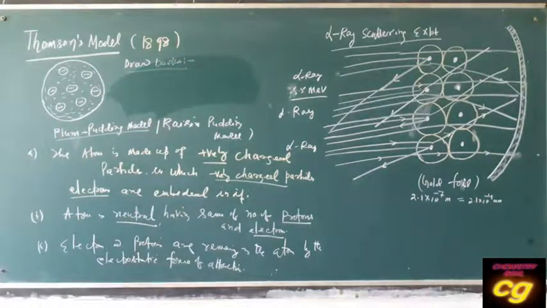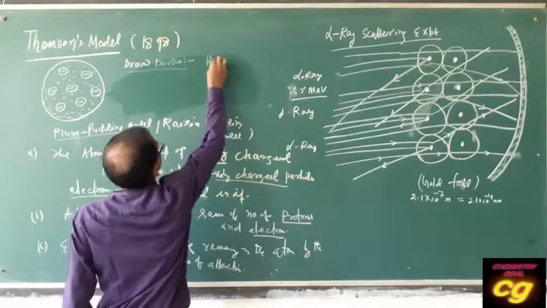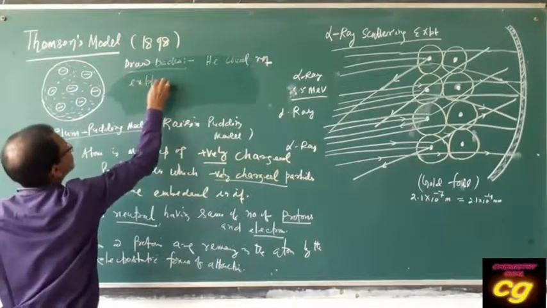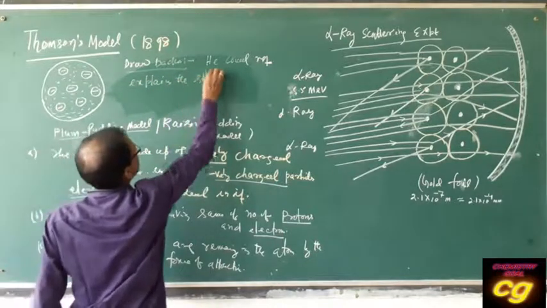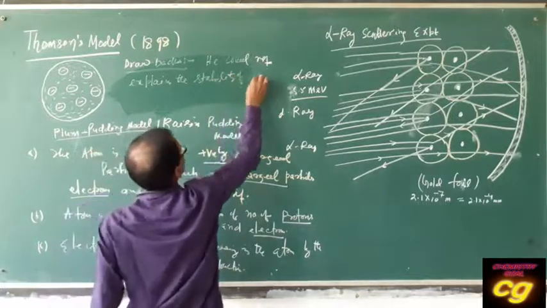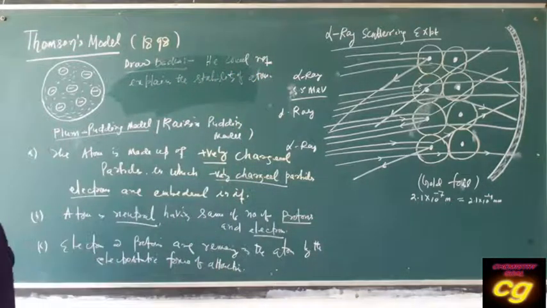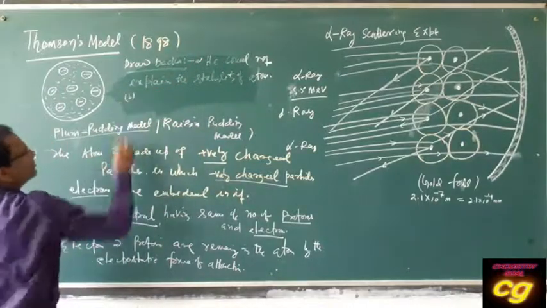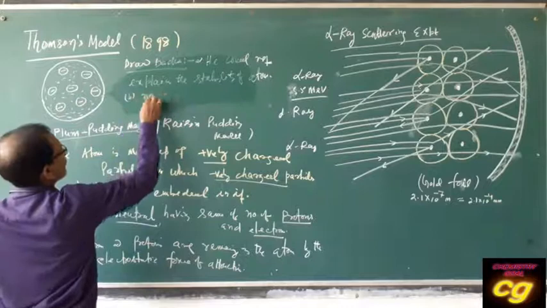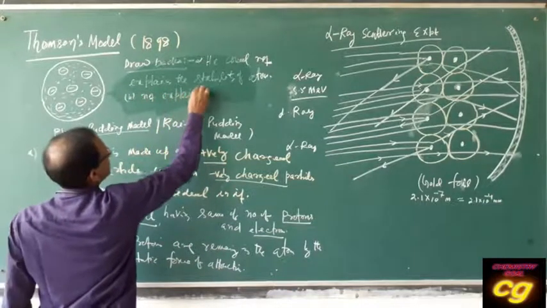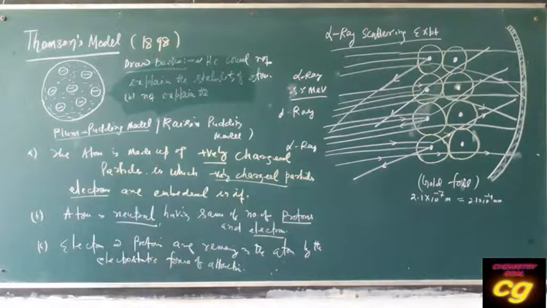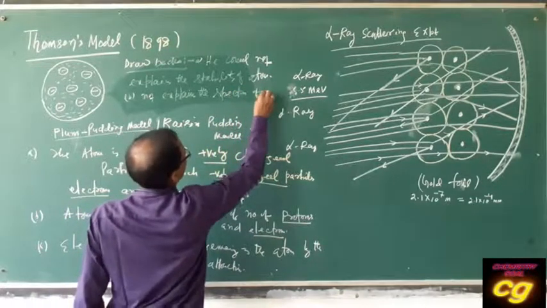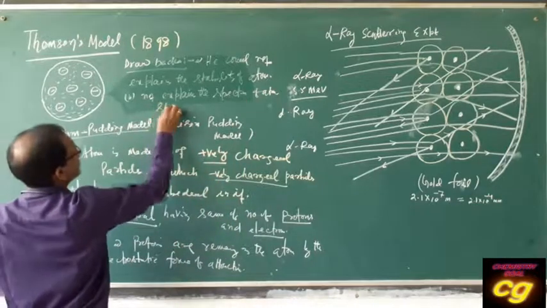Drawbacks: he could not explain the stability of the atom, and he also could not explain the spectra of the atom and the shape of the molecule.